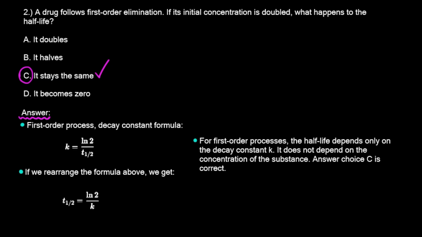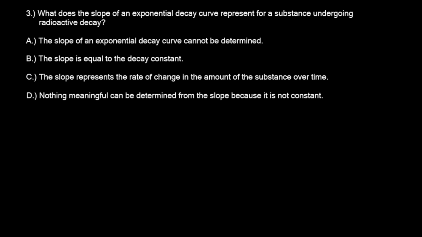Since half-life for first-order kinetics is completely independent of the concentration, doubling the initial amount has no effect on the half-life. So the correct answer is C. It stays the same. Here's question number 3.